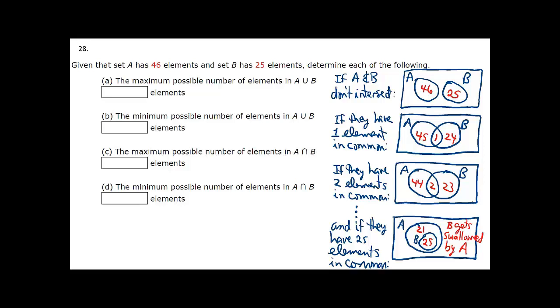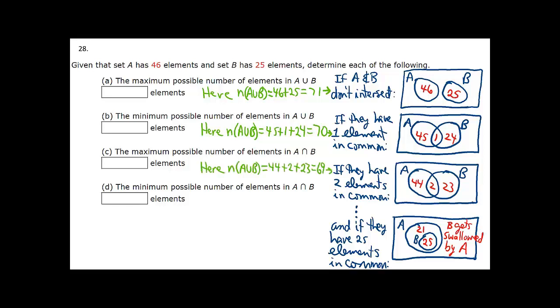So let's go back to the question about the maximum possible number of elements in A union B. In the top one there are 46 and 25, that's 71. If you count them anywhere else, it's never going to be that big. If you go to the second Venn diagram and add up 45 and 1 and 24, you only get 70. If you go to the next one down and add 44 and 2 and 23, you only get 69. And finally, by the time you get to the point where the big circle has completely swallowed the small circle, you only have 21 plus 25, you only have 46.